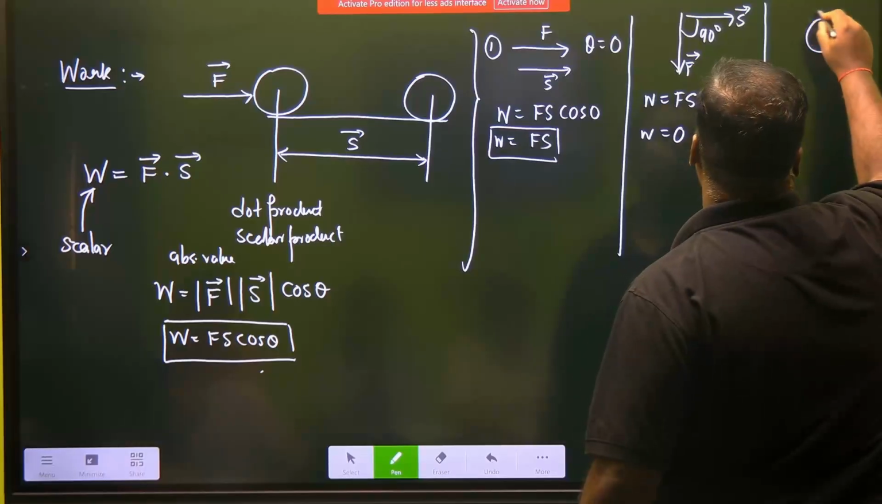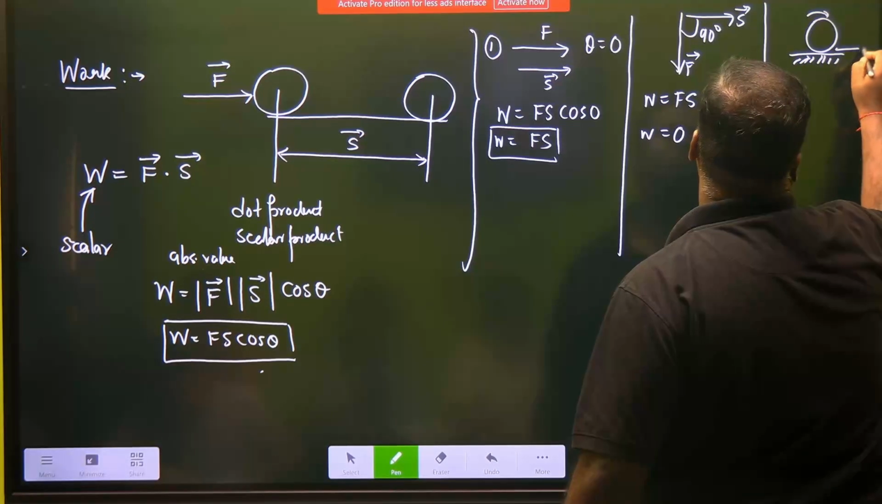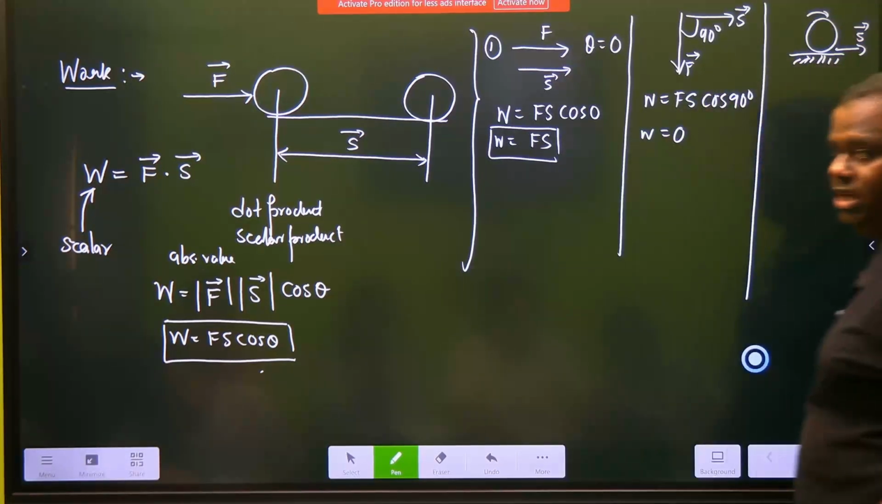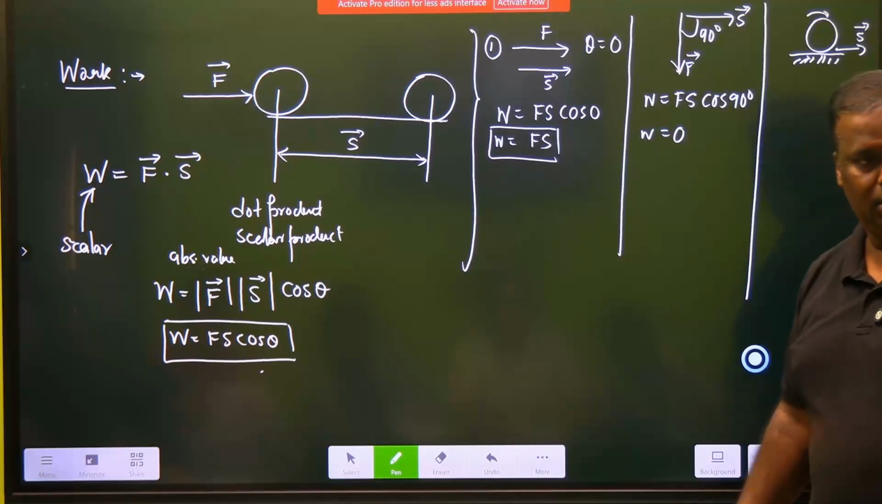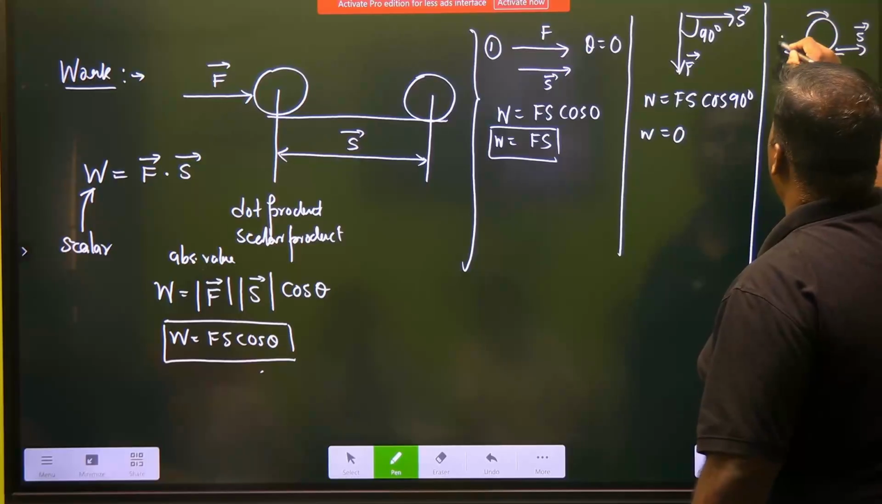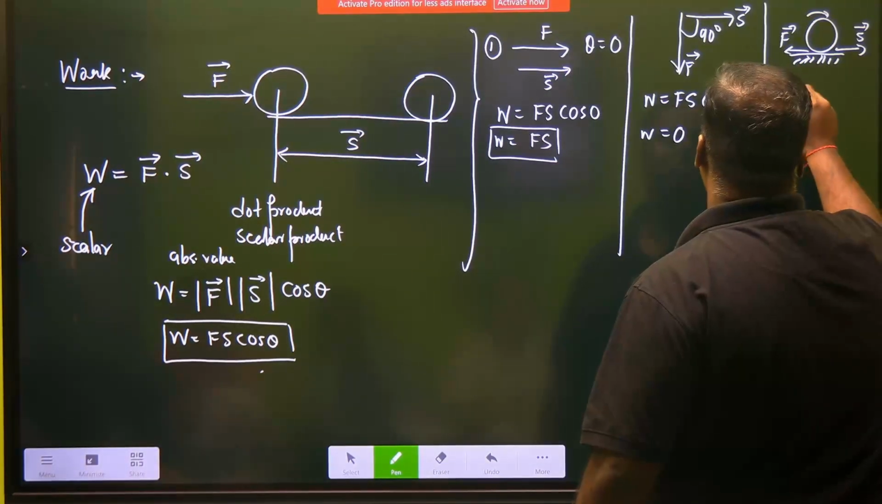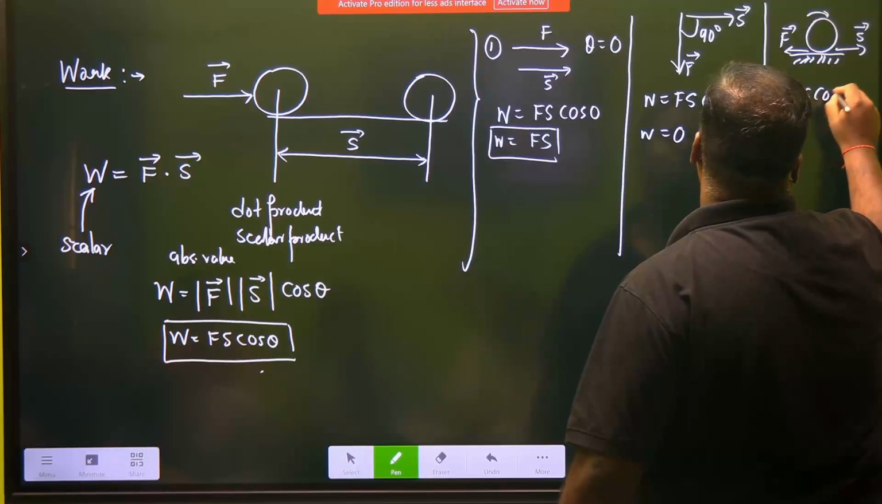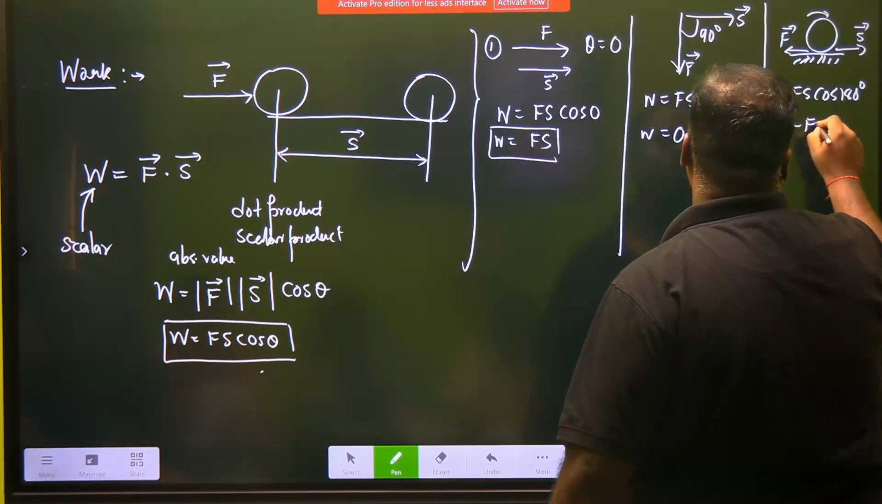Suppose a ball is rolling on the ground and the ball's displacement is in this direction. It is rolling and displacing, but there is friction between the ball and the ground. So the frictional force will always be acting opposite to the direction of motion. Now in this case, if you see the angle between F and S, it is 180 degrees. So here work done will be equal to Fs cos 180, and cos 180 is minus 1. So W equals negative Fs.